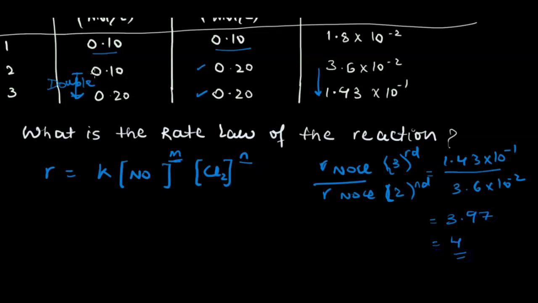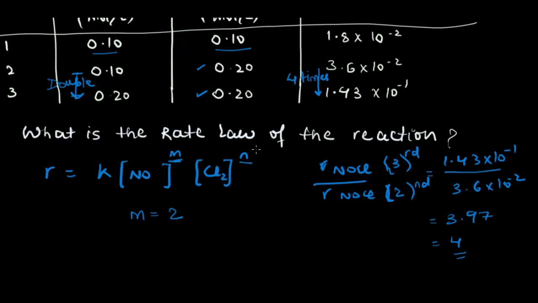So we can see that when this doubles up, this becomes almost 4 times. So when the concentration of the reactant doubles up and the rate becomes 4 times, that means your M value is 2. So the order of the concentration of nitrogen oxide is 2.